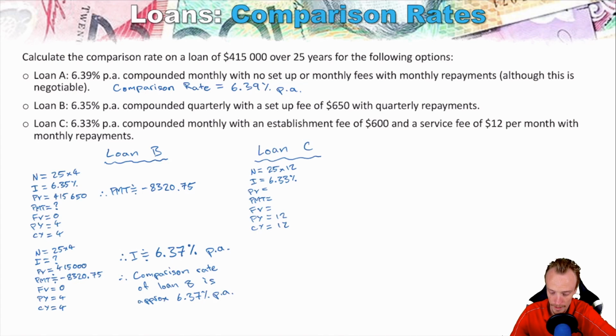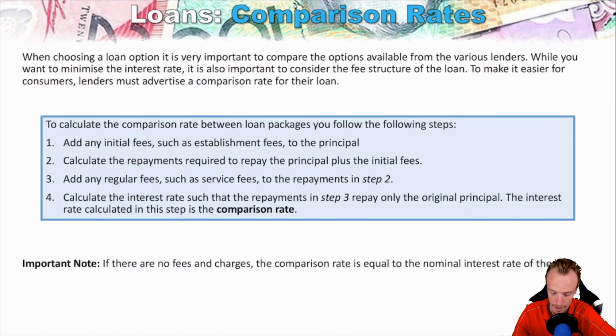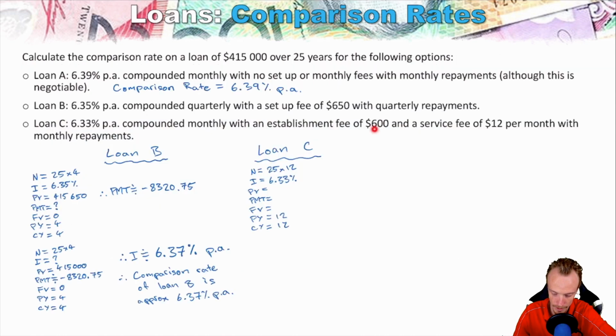All right, the present value. If we look back, add any initial fees, such as the establishment fees, to the principal. So we've got to add our establishment fee of $600 to the principal of $415,000. Now this is positive because at the start we're taking this money, although technically we're not taking the 600, I guess, but that's what we're doing here. We're leaving this as a positive. The PMT is what we're calculating here. The future value, we're repaying the entirety of the loan. So now we've got a PMT.